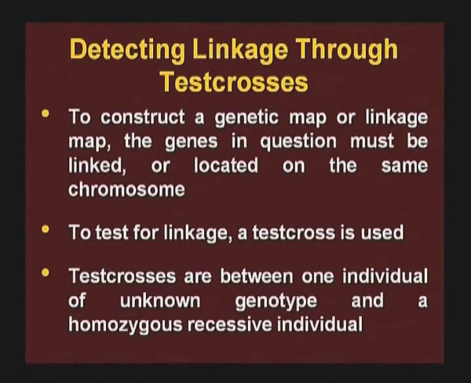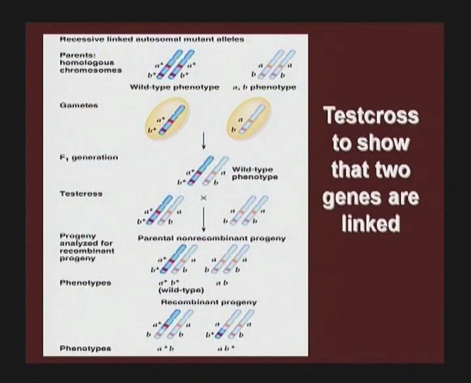For developing a genetic map, it is important to detect linkage through test crosses. To construct a genetic map or linkage map, the genes in question must be linked, or located on the same chromosome. To test for linkage, a test cross is used. Test crosses are between one individual of unknown genotype and a homozygous recessive individual. The test cross is to show that two genes are linked.